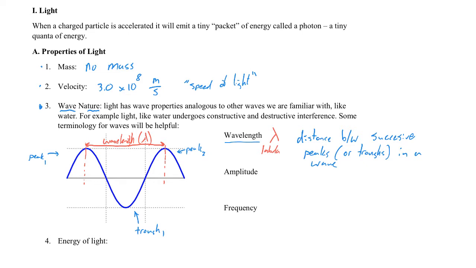So the wavelength definitely changes the properties of a wave. And we were going to talk about that specifically with light, how the different wavelengths affect the properties of different forms of light. So let's talk about another property, which is called the amplitude. The amplitude of a wave is represented here. So this is the amplitude A.